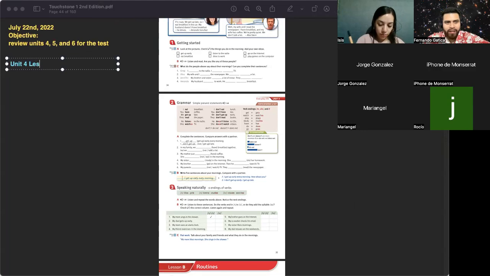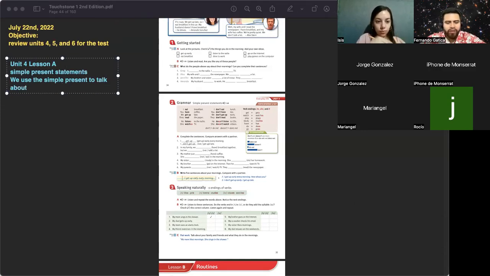Unit 4, lesson A. Simple present statements. Remember, we use the simple present to talk about our habits and routine. We use the simple present to talk about our habits and routine.